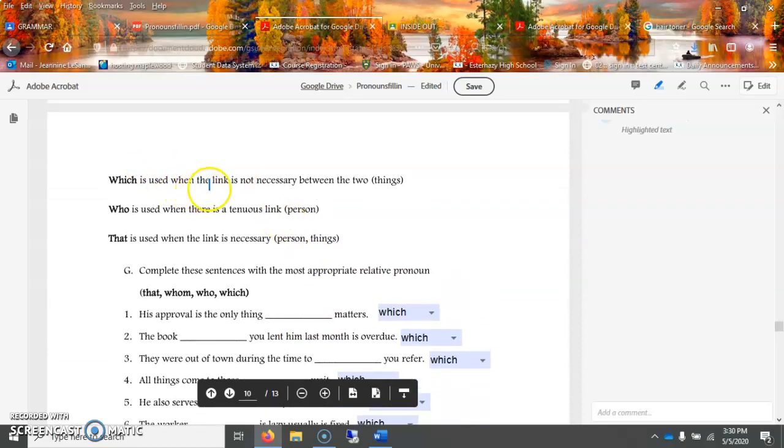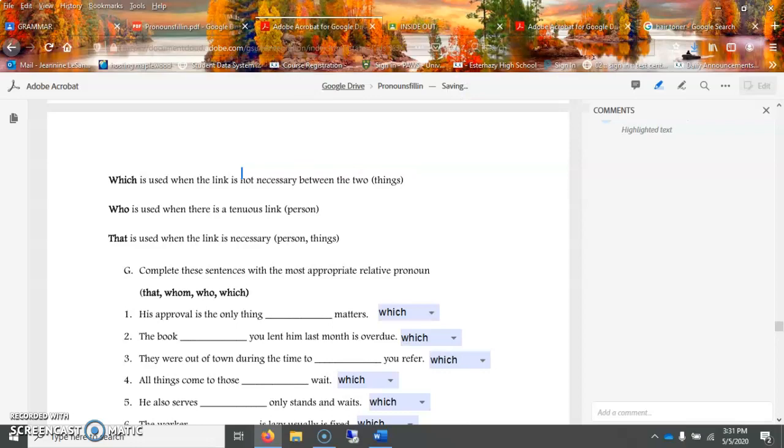Which is used when the link is not really necessary between the two things. You're just kind of saying that these two things have a tenuous link. Okay, it's not absolutely necessary. Who is used when there is a link. And again, which is between things, two things. Who is between people. And that can be either a person or a thing, but it is necessary. You use that when the link is absolutely essential.